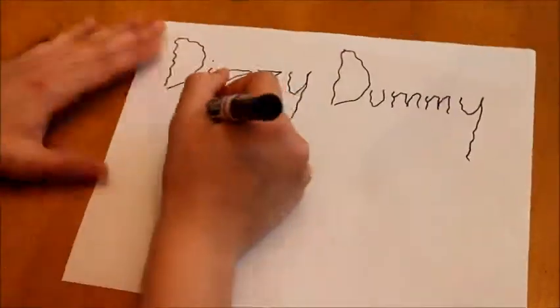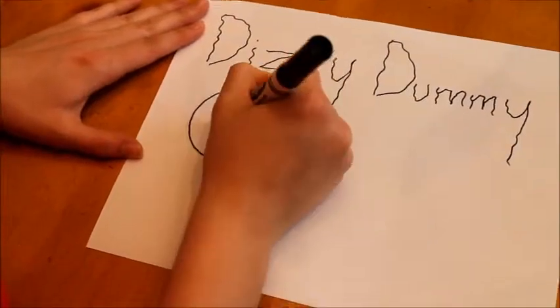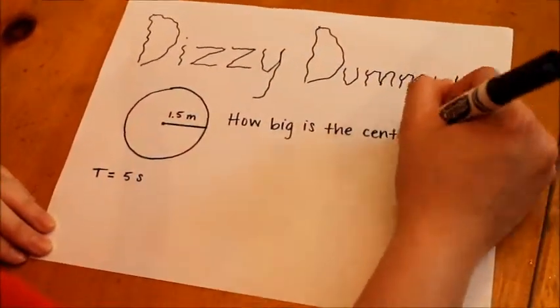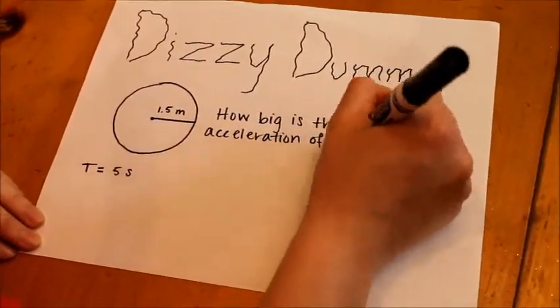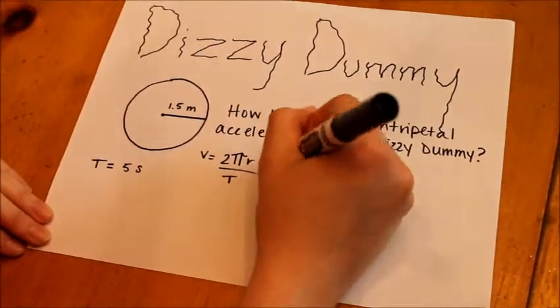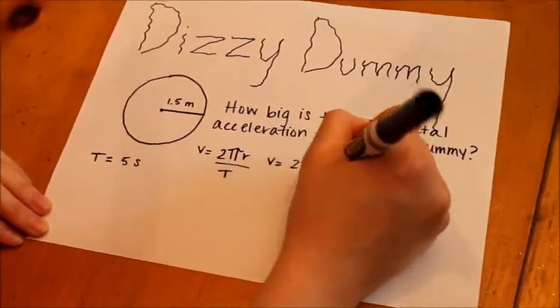On the dizzy dummy, contestants are spun around to make them disoriented. It's also a great example of circular motion. The dizzy dummy has a radius of 1.5 meters and a period of 5 seconds. How big is the centripetal acceleration of the dizzy dummy?